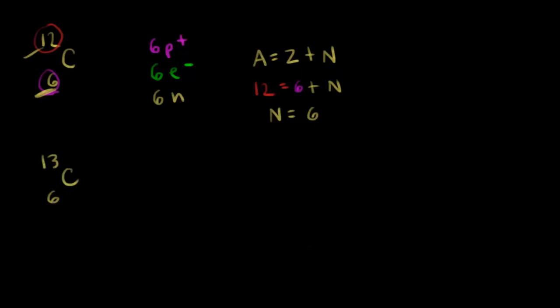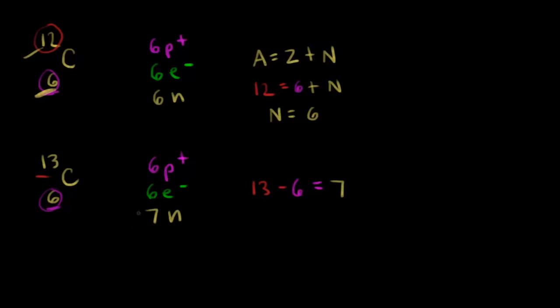So the atomic number doesn't change when you're talking about an isotope. If you change the atomic number, you change the element. So there's still 6 protons in the nucleus of this atom. And in a neutral atom, there must be an equal number of electrons, so 6 electrons. And then finally, how many neutrons are there? Well, just like we did before, we subtract the atomic number from the mass number. So we just have to do 13 minus 6 to figure out the number of neutrons. So 13 minus 6 is, of course, 7. So there are 7 neutrons in this atom.